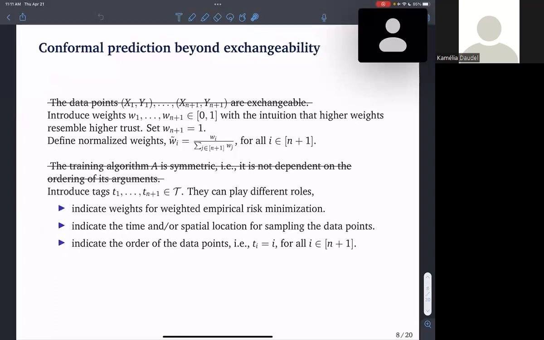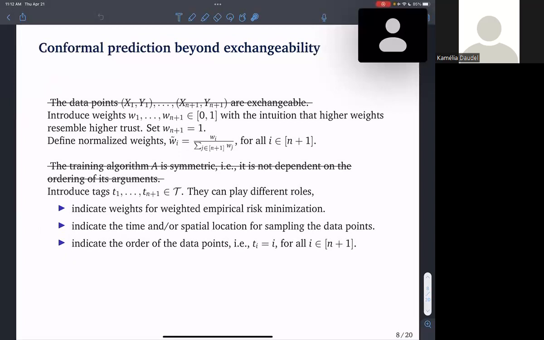Okay, so what this paper does is get rid of the assumptions that we made in the previous algorithm. The first assumption was that the data points are exchangeable. So they get rid of that and introduce weights w_1 through w_{n+1}, which are in the set 0 to 1.